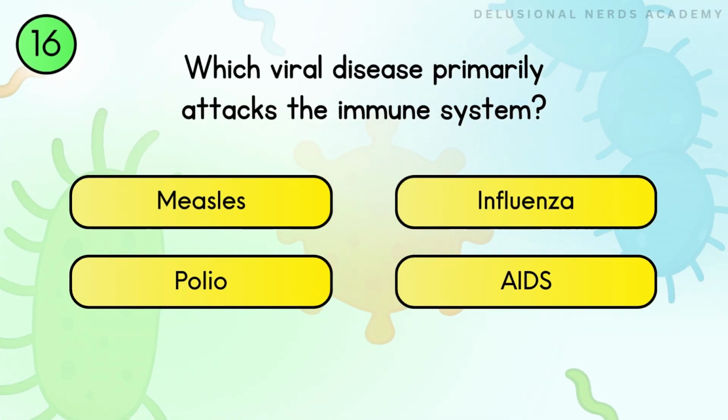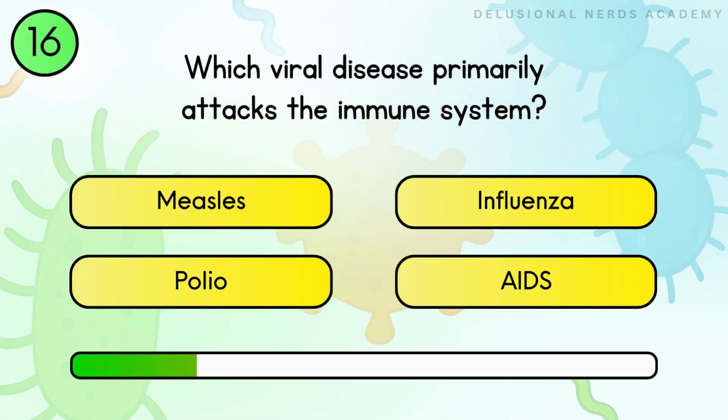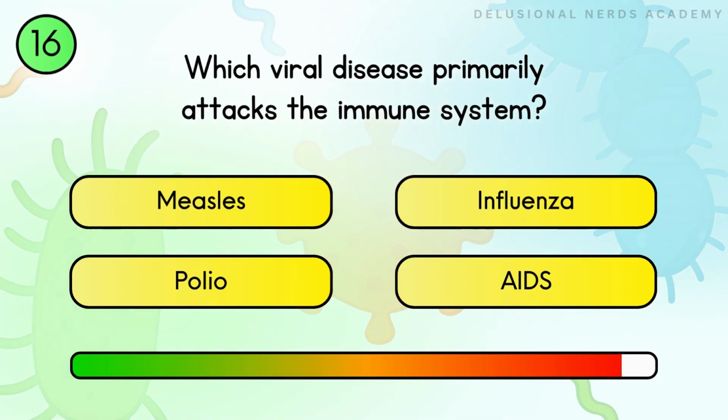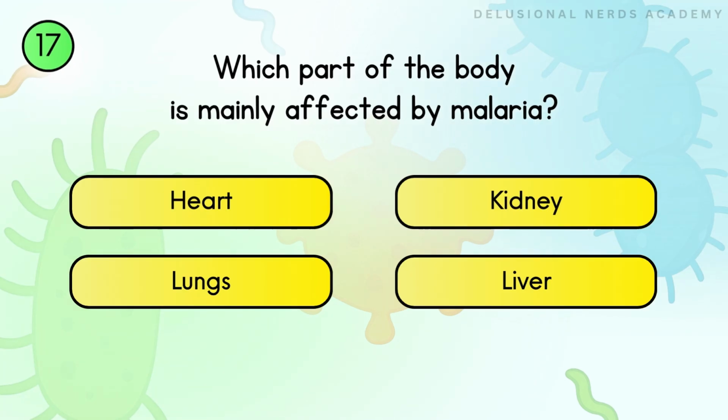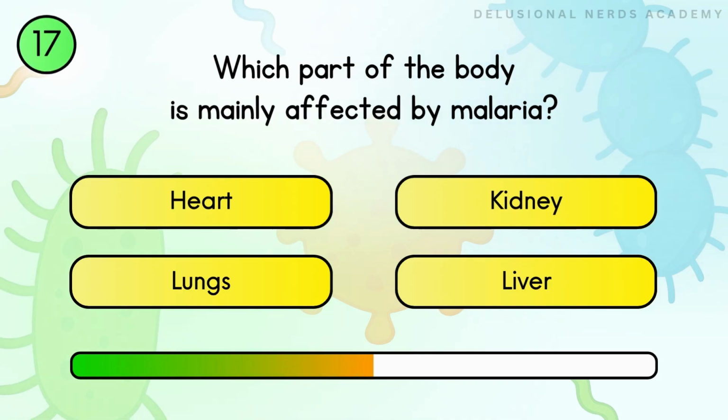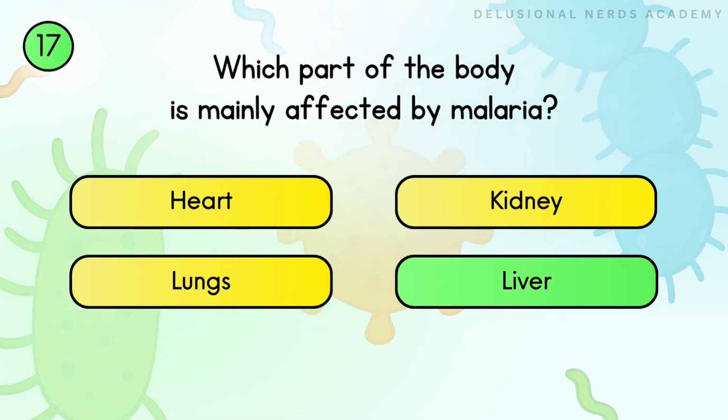Which viral disease primarily attacks the immune system? The answer is AIDS. Which part of the body is mainly affected by malaria? Malaria parasites first multiply in the liver.